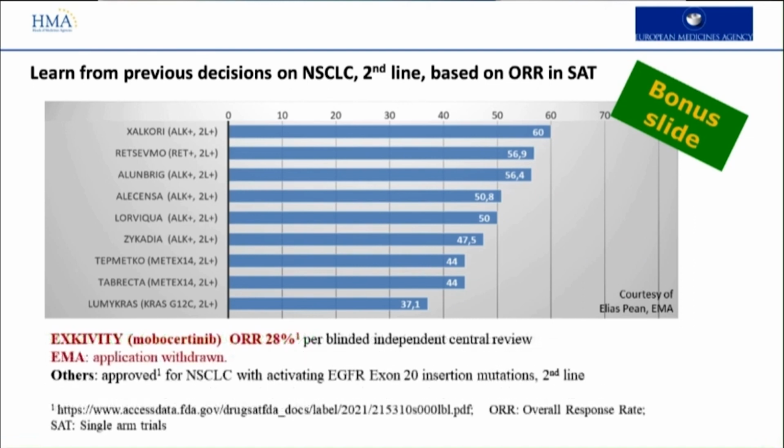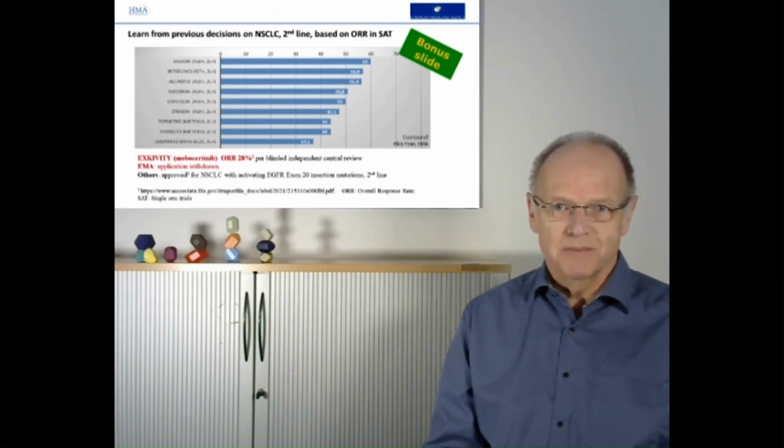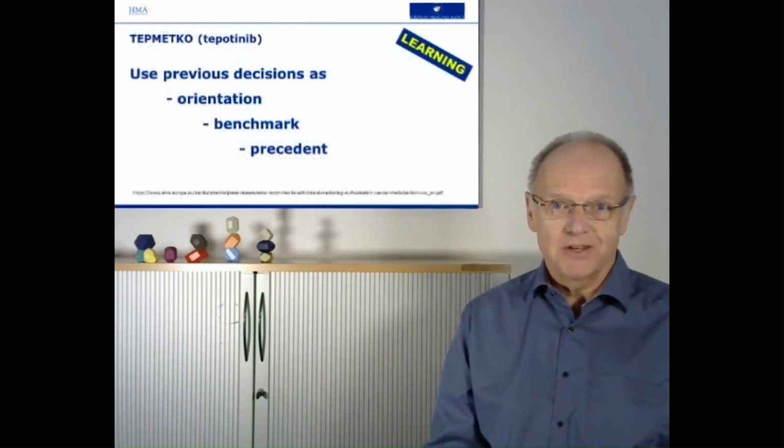which had a response rate of 28% in the second line and was withdrawn after CHMP signaled a rather critical view. Bottom line, as regulatory decisions try to be as consistent as possible with previous decisions, these previous decisions are a good and helpful orientation and allow, to a certain extent at least, the prediction of what might be acceptable and what might not be acceptable for a conditional marketing authorization.